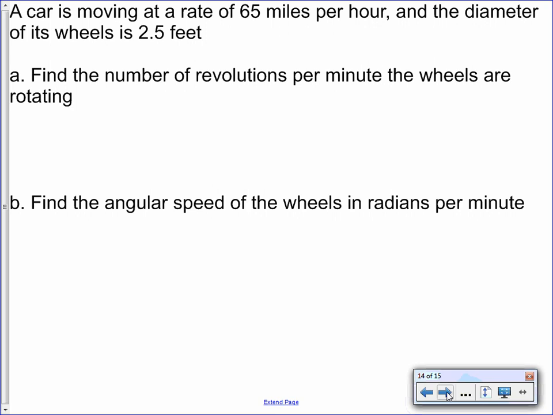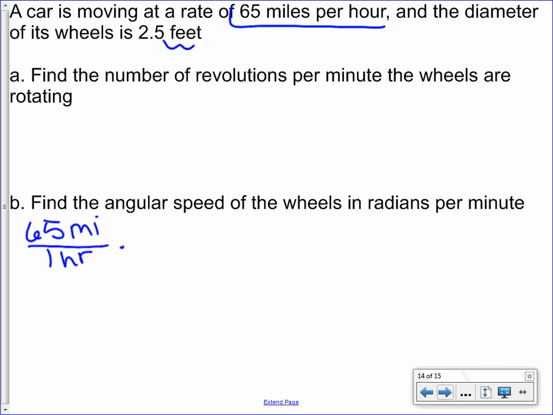So first of all, 65 miles per hour is giving us what? Is that our angular speed or linear speed? That's our linear speed. This is in feet, this is in miles per hour. It's not really going to help us, is it? Let's go ahead and convert this to feet per minute. 65 miles per hour, let's go to feet per minute.